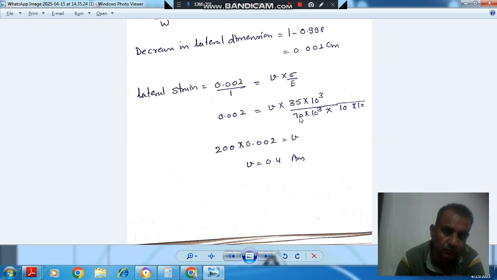35 by 70 is 2. Okay. So 2 into 20, 10 into 10 will be 200, and this is your 0.002. So Poisson's ratio will come out as 0.4. Is the answer.